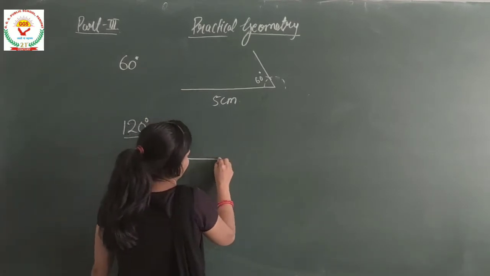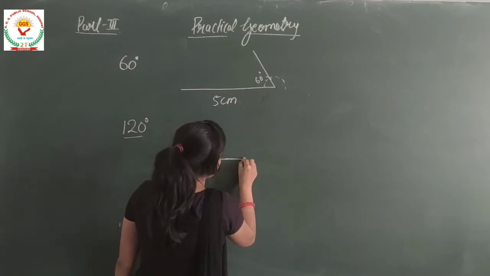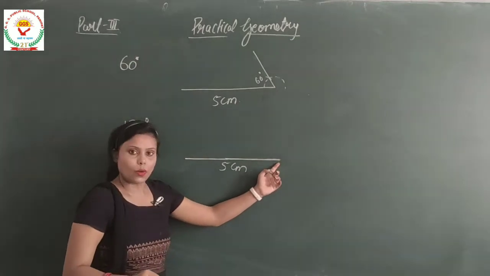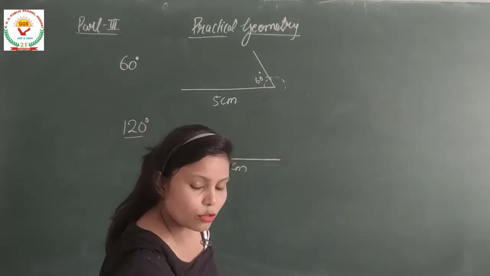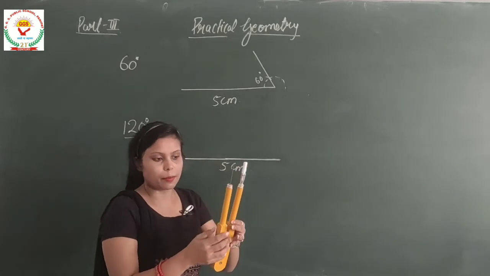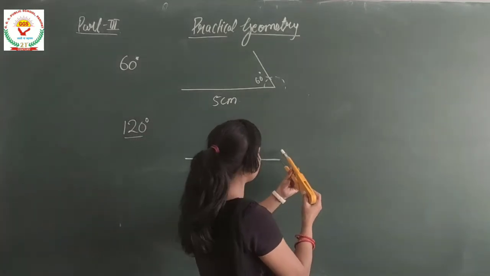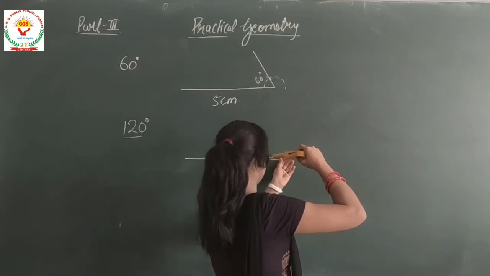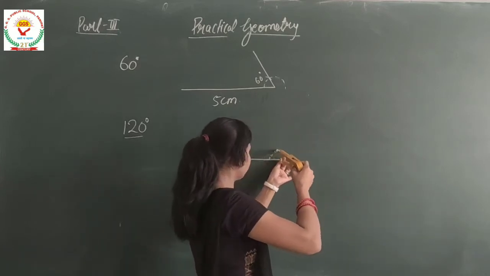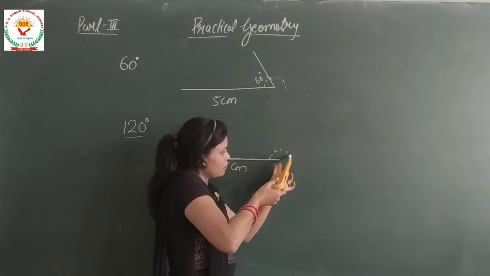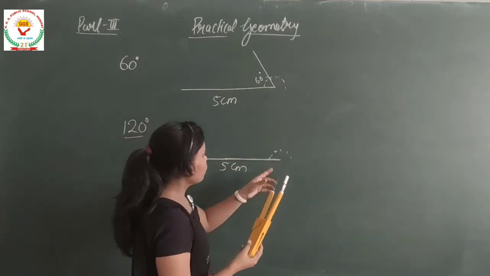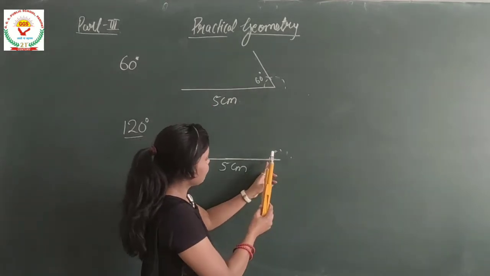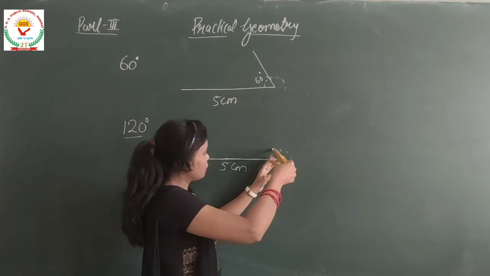Now suppose I have to construct 120 degrees. Again I am taking a line segment of 5 centimeter and I have to make 120 degrees here. So what will I do? Again stretching the compass a little, keeping my needle at the end of the line segment, I mark an arc. Now on the starting point I will keep my needle and mark an arc.